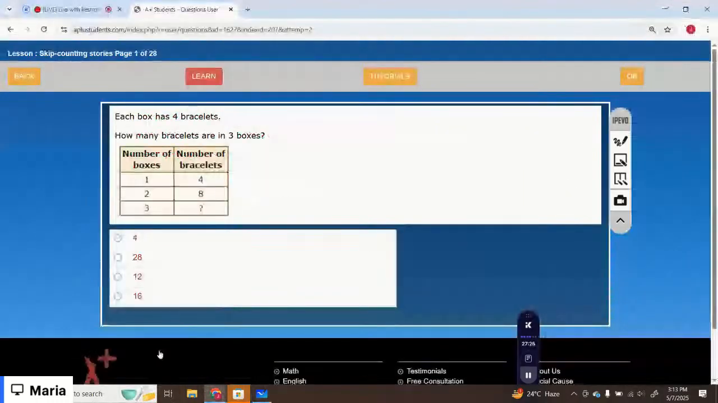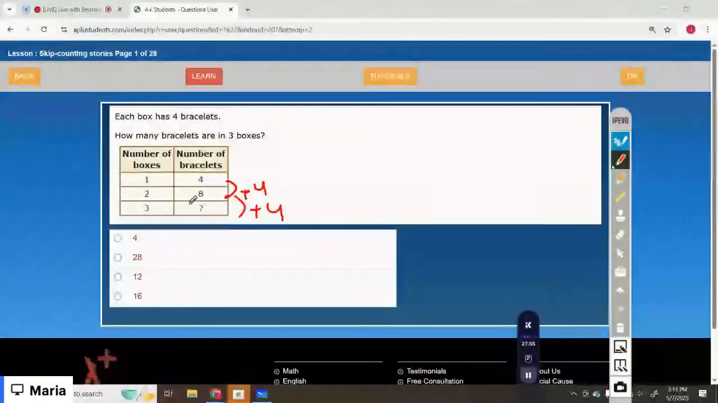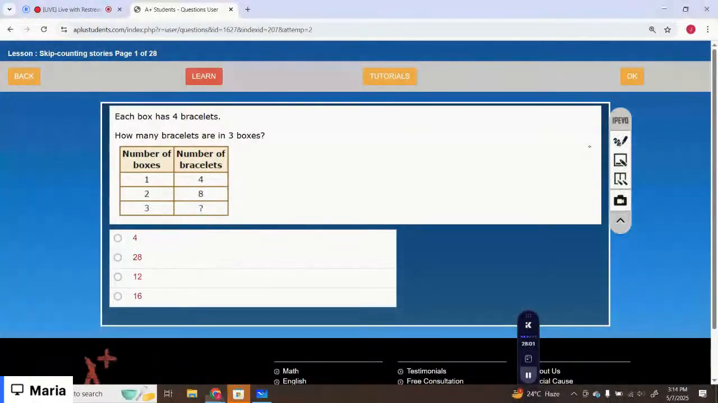Okay, each box has 4 bracelets. How many bracelets are in the 3 boxes? So each box has 4. That means it's skip counting by 4. 4 plus 4 is 8. The next one is 8 plus 4, that is 12. Option number 3 is the correct option. That is 12.